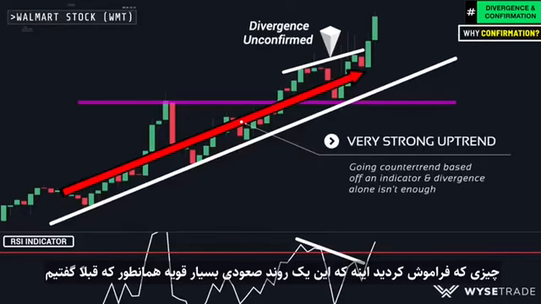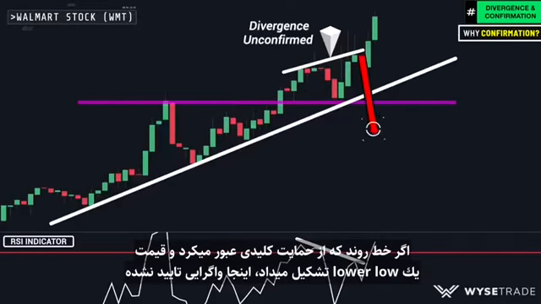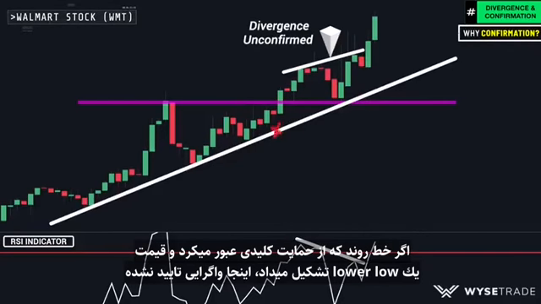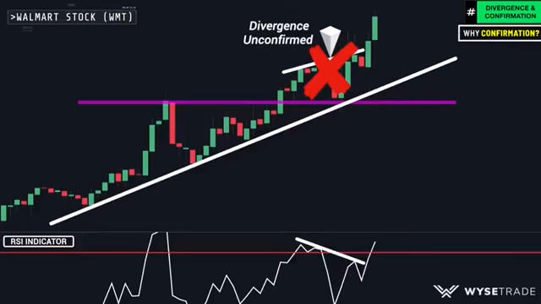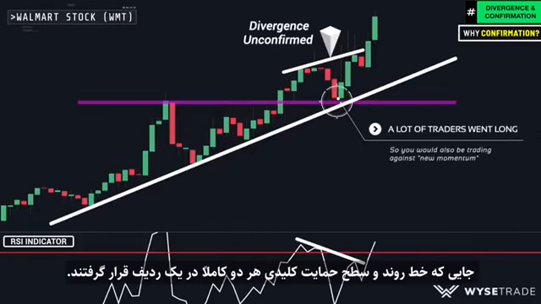As you should already know by now, you would only start considering short entries after the divergence if you had the trendline break, a break through the key support, and price making a lower low. Without that, the divergence was unconfirmed and there was no trade. To make matters worse, a lot of traders went long at this access point here, where the trend line and key support level both lined up perfectly.